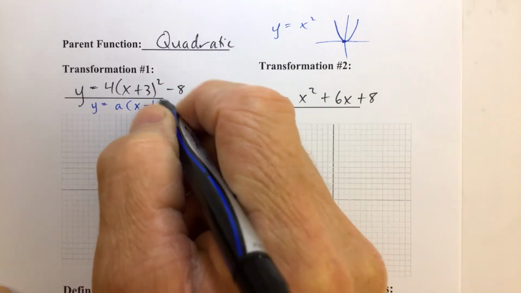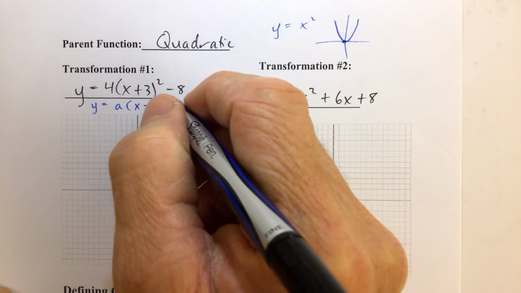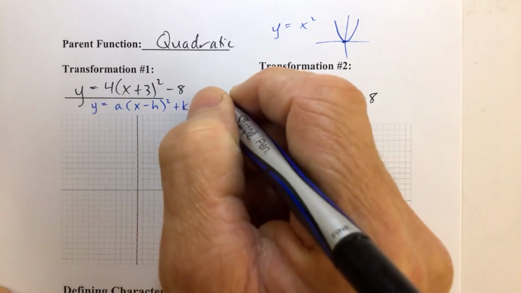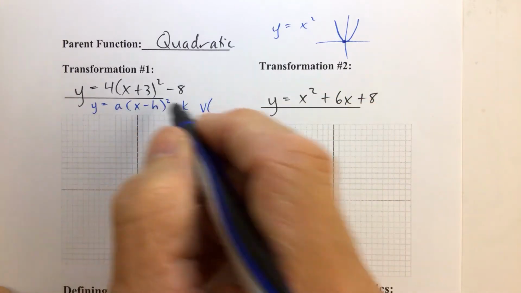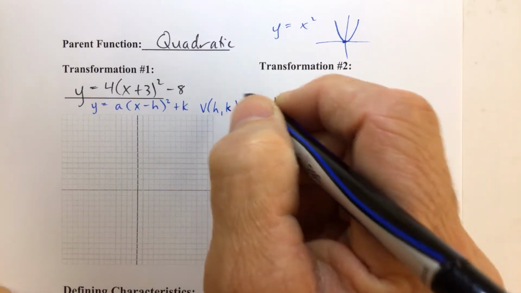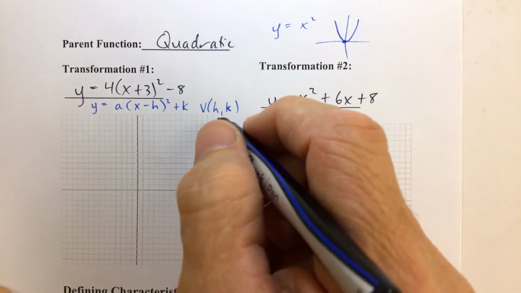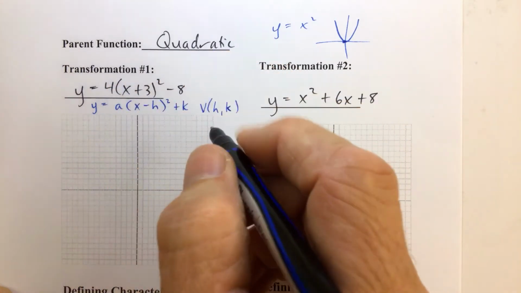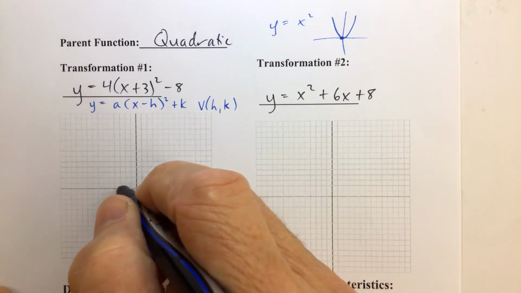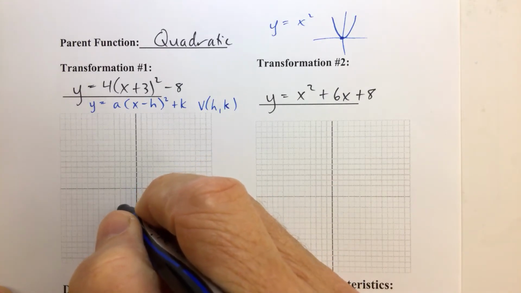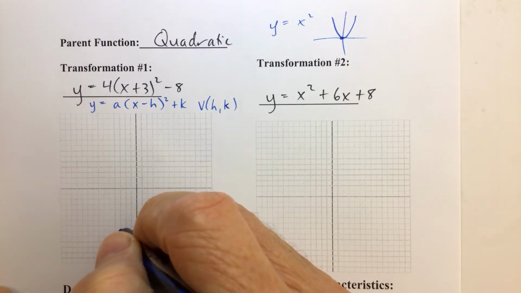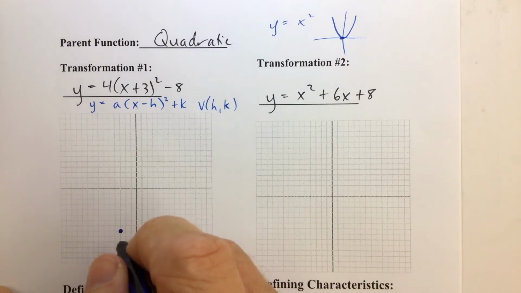vertex form, y equals a times the quantity x minus h squared plus k, where in this form we know that the h and the k give us our vertex. So we see that our vertex for this particular quadratic function is negative 3, negative 8. So the first step is just to plot the vertex.